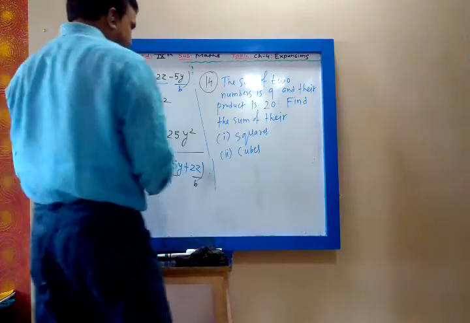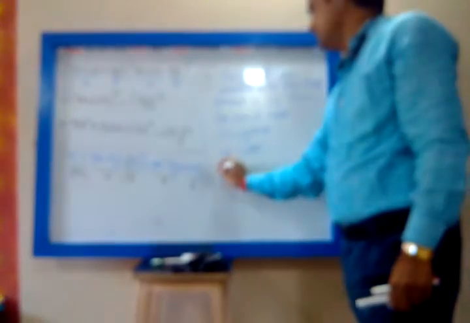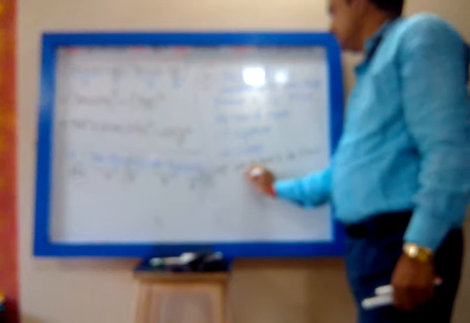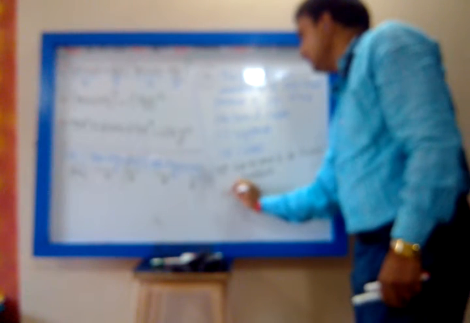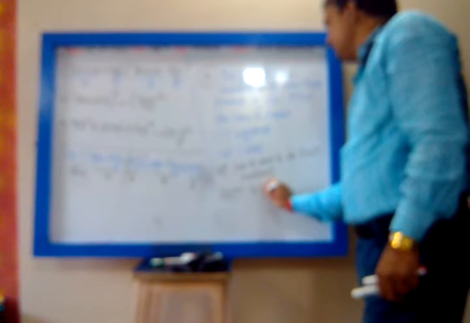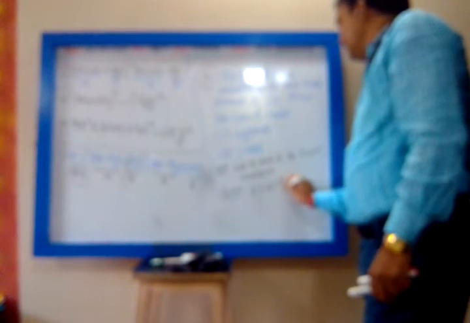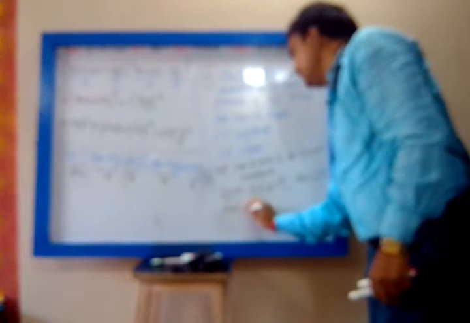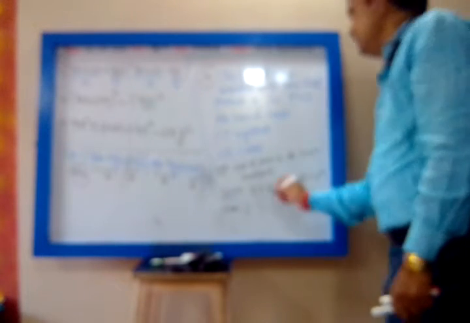Yes, my dear, you will start. Let A and B be two numbers. Then what is given? Their sum is given 9. So A plus B is 9, and AB is 20. And now we want to find first the sum of their squares.